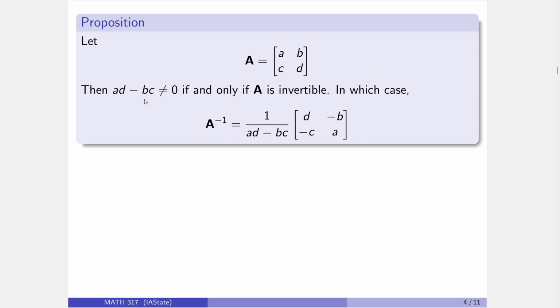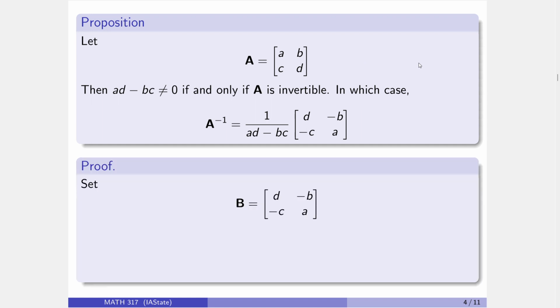Ooh. Maybe you have encountered this number before in your math life. I'm sure you have. Alright, but the magic number, AD minus BC, why is this the thing that works? Well, if we let B be this matrix, this D, negative B, negative C, A matrix, well, that times A should give me the identity, but scaled by this magic number, and indeed, if you multiply it out, you'll see that, hey, that works.